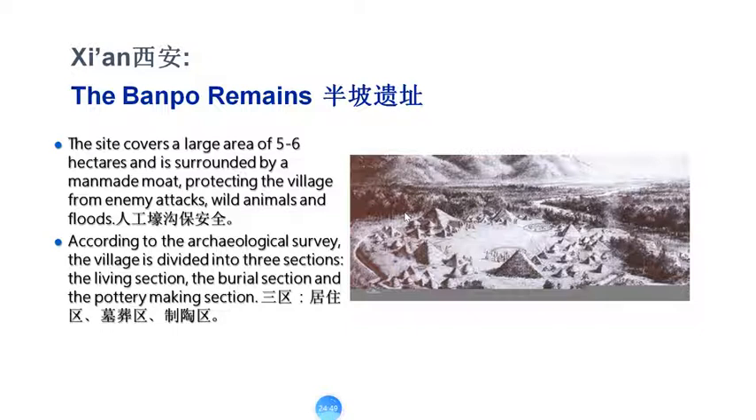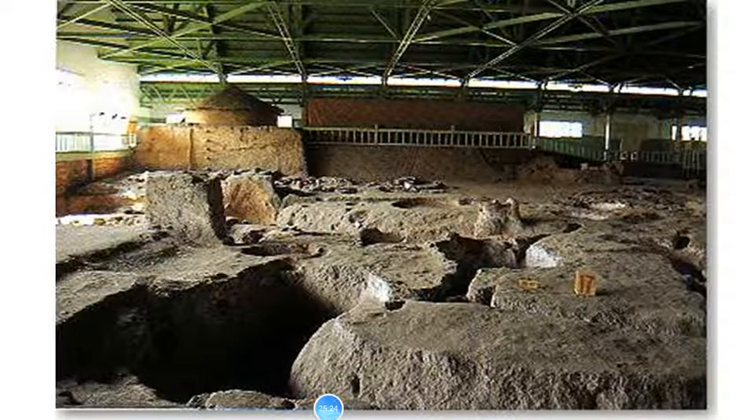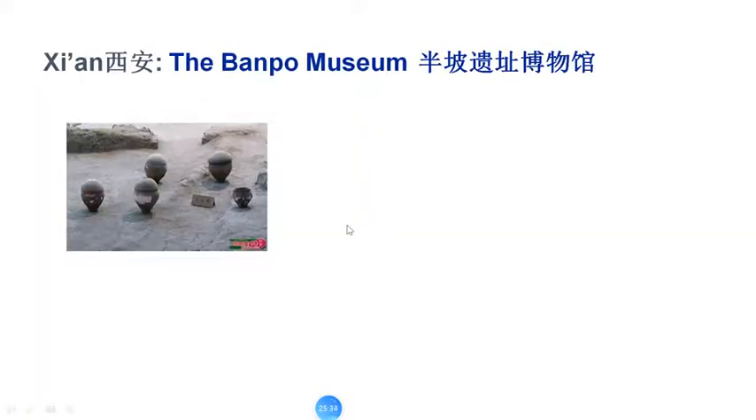According to the archaeological survey, the village is divided into 3 sections, the living section, the burial section and the pottery making section. 6 to 7 thousand years ago, the Banpo village should look like this. The moat, the living area, pottery making area, and the burial area. But today, when you are inside the museum, you will see no buildings there. You only see the foundations of the building and the artifacts unearthed there.